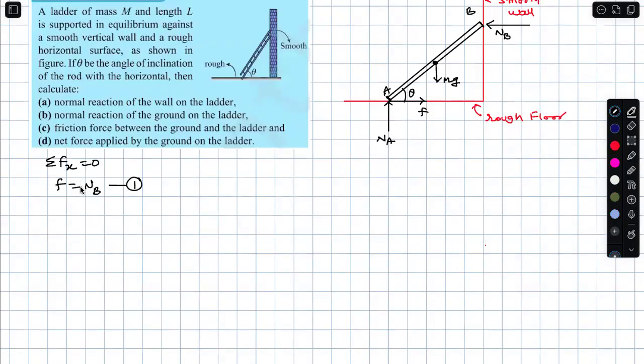Next, what is the normal reaction of the ground? Sigma Fy is 0. NA is equal to mg, which is equation 2. Now, can you please suggest me one point where the torque is 0? You suggest me one point.